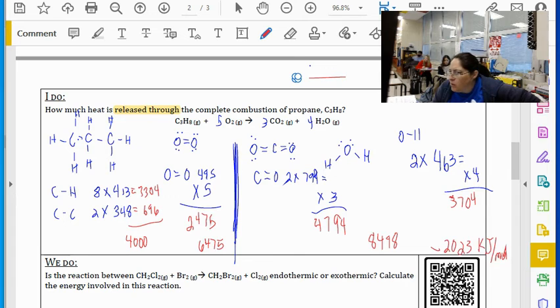Endothermic or exothermic? Exothermic, yeah, which makes sense. You're combusting this. You're going to be giving off heat. If you're burning something, it's giving off heat. I mean, you know that from like your life, right?